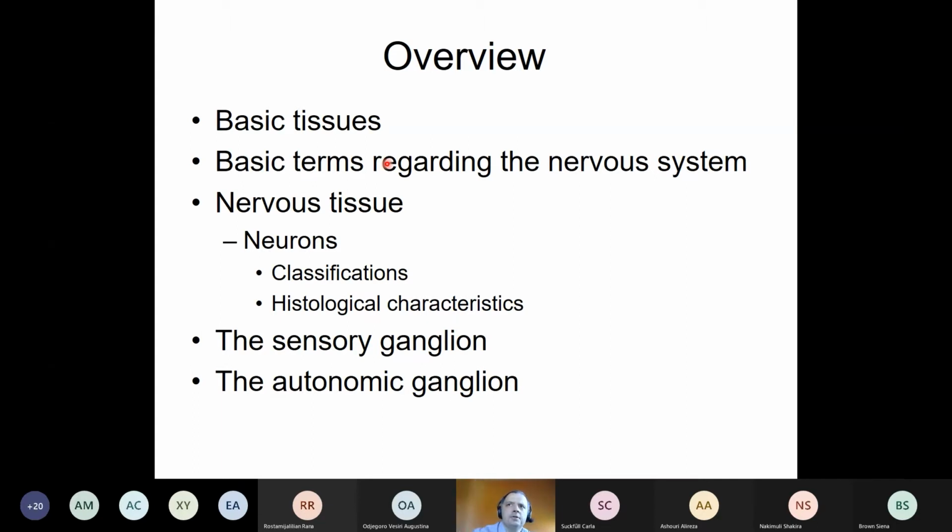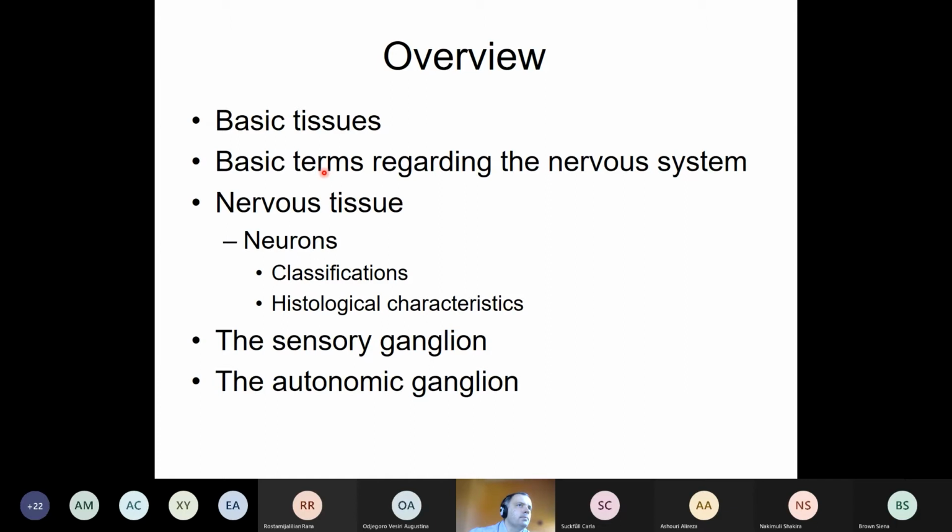Until now in the lectures, you got familiar with the epithelial tissues already in the practices. Then the connective and supporting tissues came. Then the muscle tissue was also discussed in the lectures, and this will be the final basic tissue.